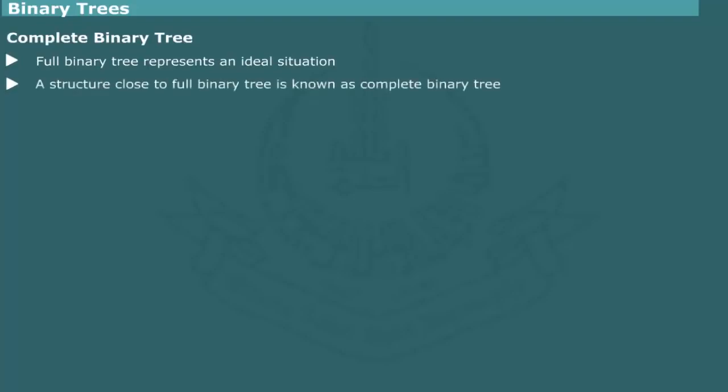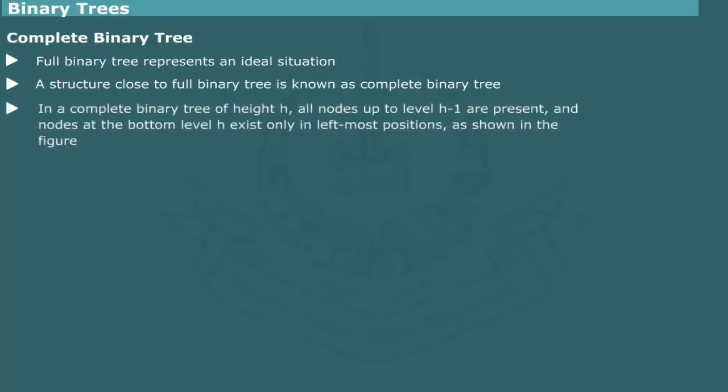Complete binary tree. A full binary tree represents an ideal situation. Such trees are rarely found in actual applications. Another structure which is close to a full binary tree is called complete binary tree. In a complete binary tree of height h, we have all nodes up to level h-1 exist. In other words, the tree is full up to level h-1. Some nodes may be missing at level h or at bottom level. All nodes at the bottom level must exist in leftmost positions.